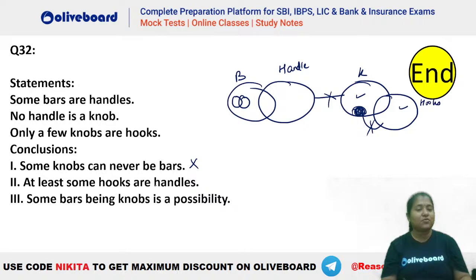What does the second say? Some hooks are handles. You can see some hooks are handle. That is just a possibility. That is, hook and handle are interacting with each other. So some hooks are handle, that is false again. So this one is also wrong.